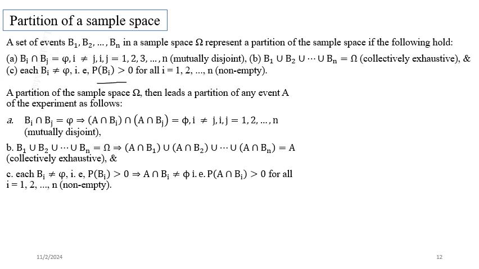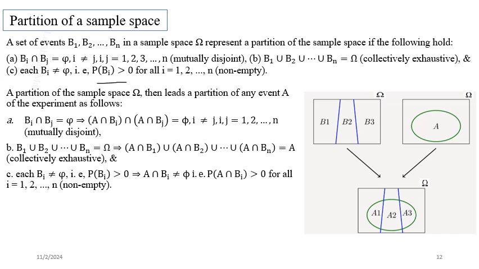How? Through a picture it will be much clearer. It is simple: we are taking omega. Omega has a partition into these three, B1, B2, B3. Then we can say that there is no common element between B1 and B2, B2 and B3, B1 and B3. So this is the meaning of partitioning, that we are separating it.